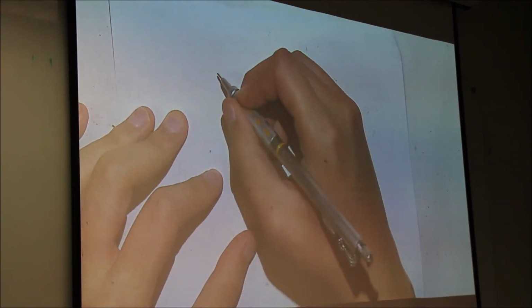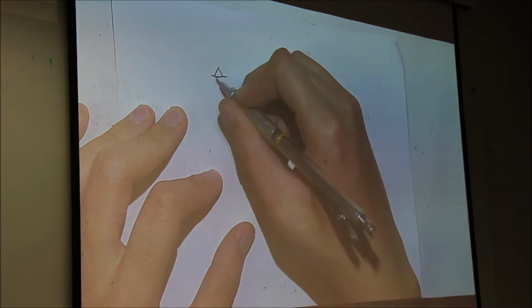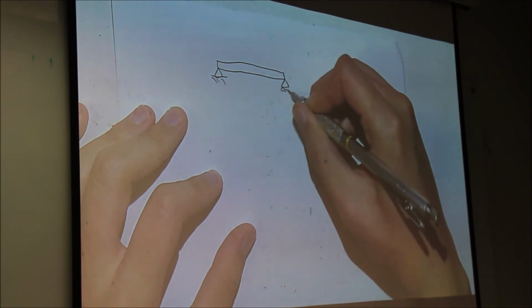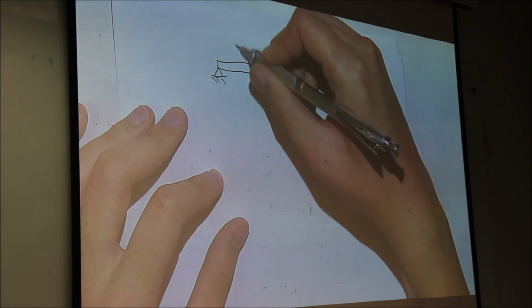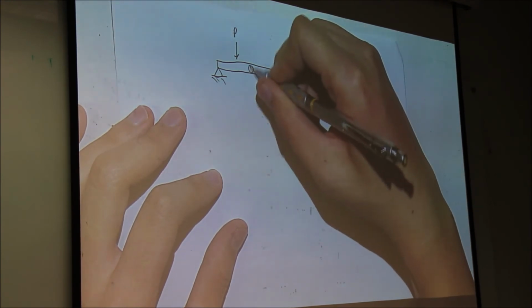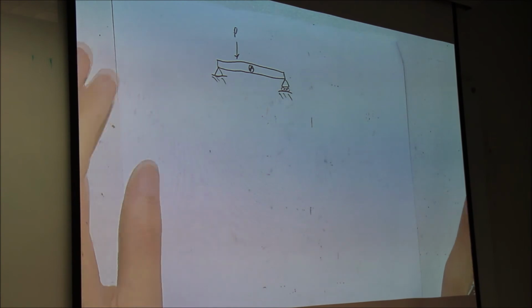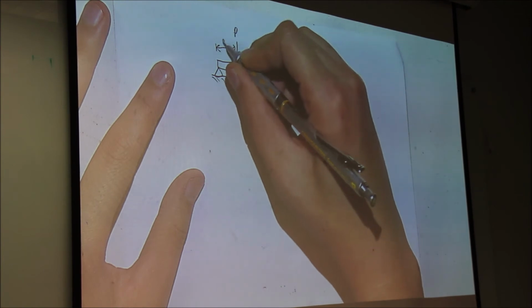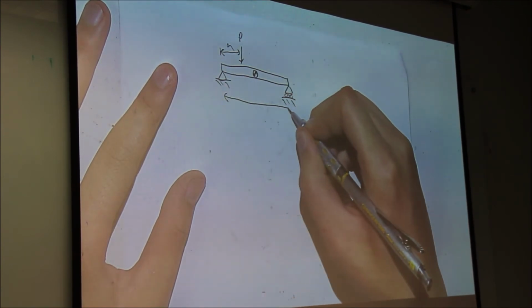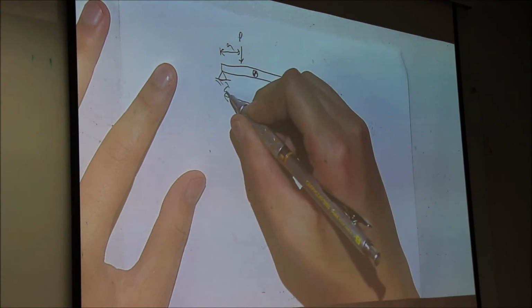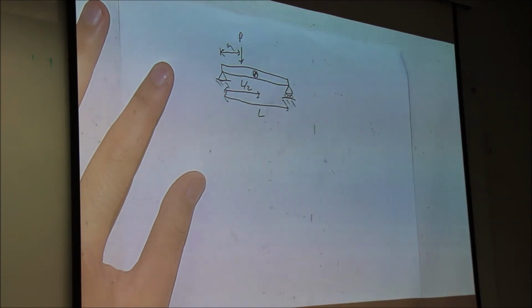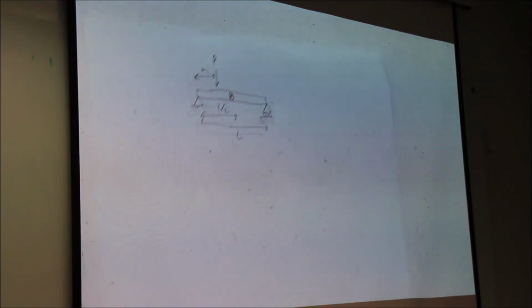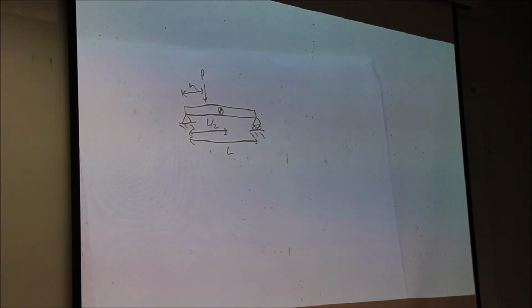So we got P here. We know that the CG is right here. This is A. We know that this is L, and let's say the CG is at L over 2. And let's say that this beam is made out of steel.